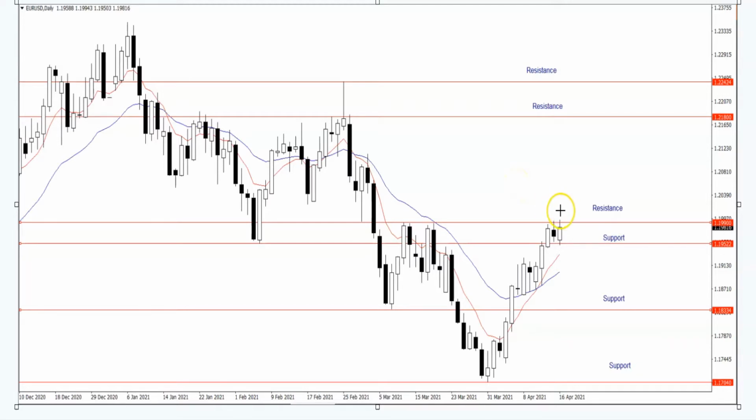And if we get a close above this resistance area here, traders, on the daily time frame, we'll look at it then, of course, and we may change our bias to a short-term bullish opportunity. But that, of course, is yet to play out. But the overall bias is bearish.